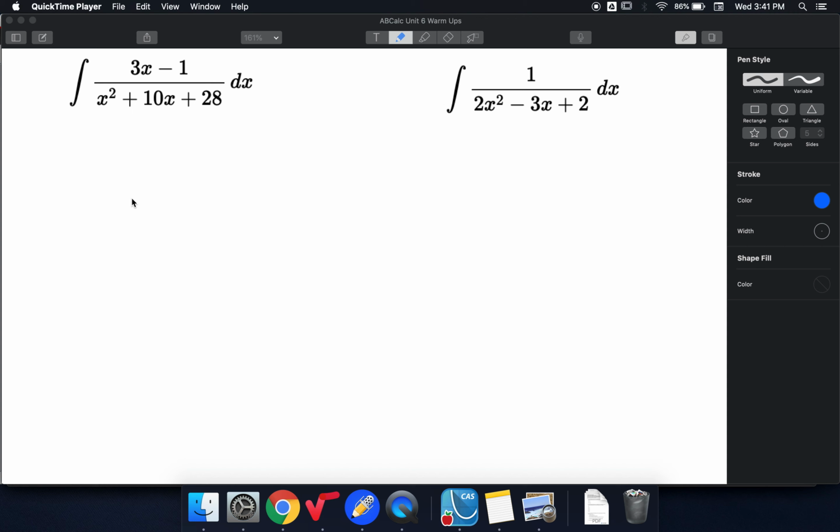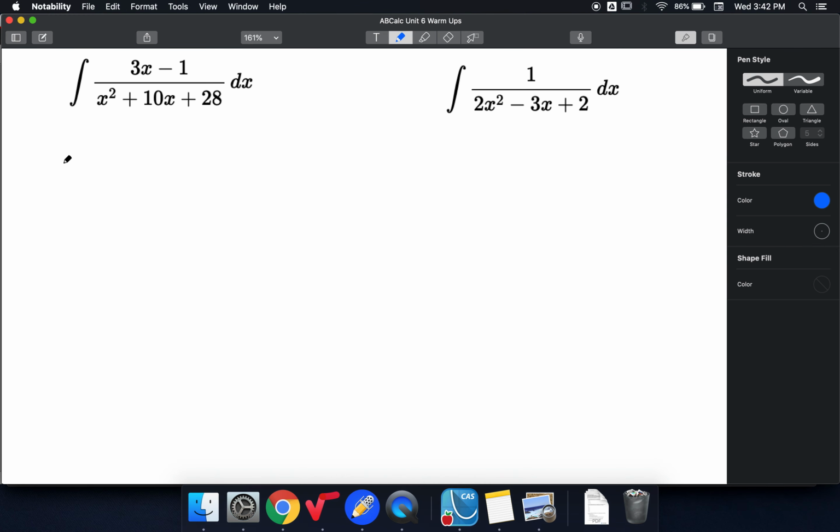Hello students, today in class I gave you this problem to do as a warm-up to help us think about integrating and the need to integrate with completing the square, and I did not do a very good job of explaining integrating arctan, and so I wanted to come back and do that again.